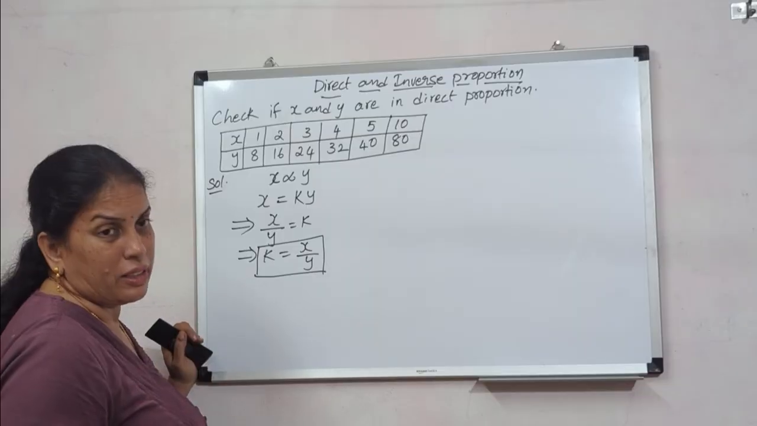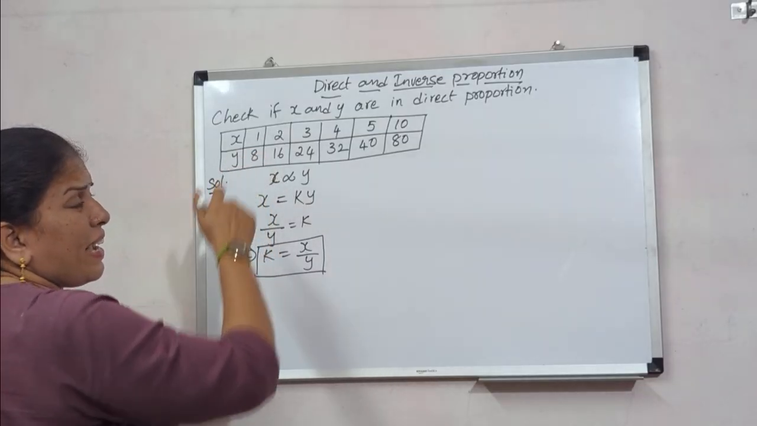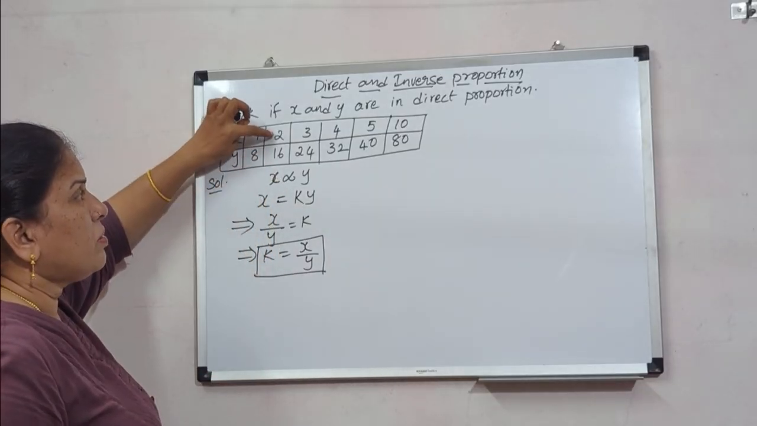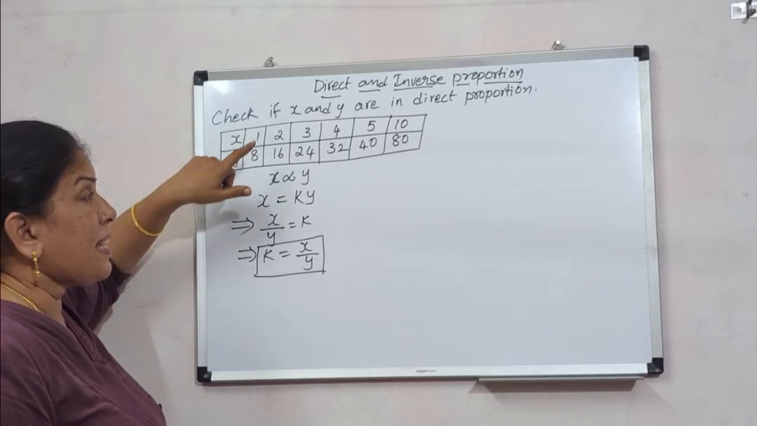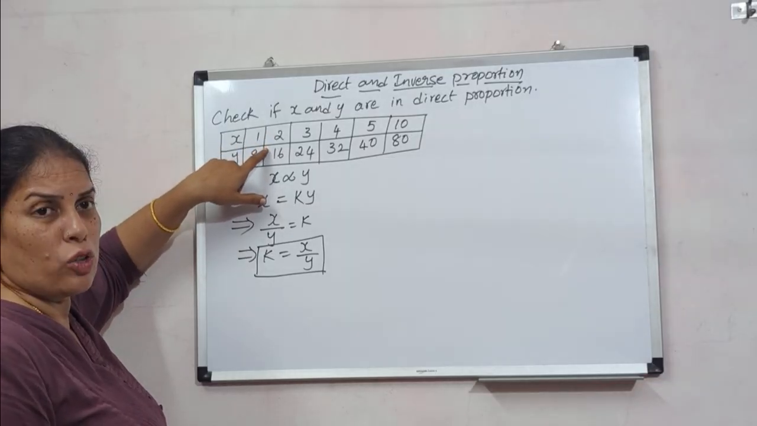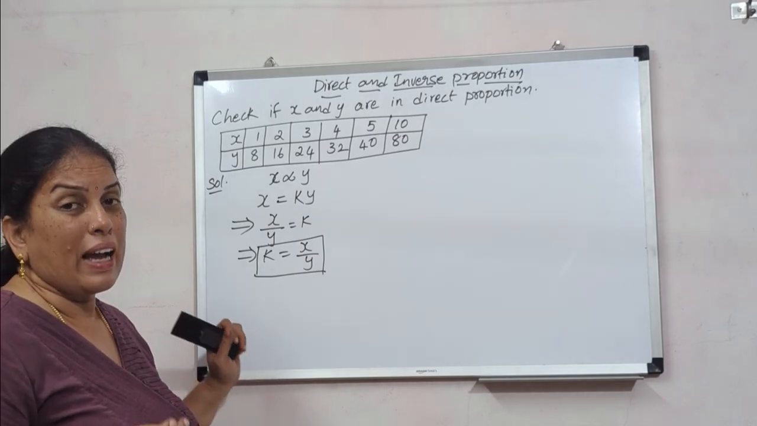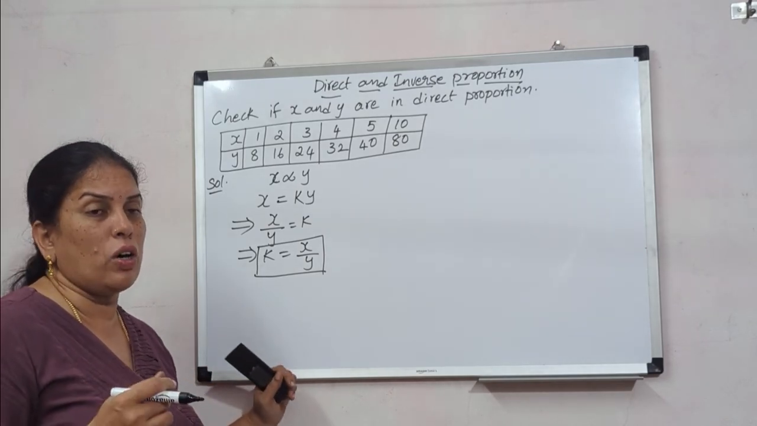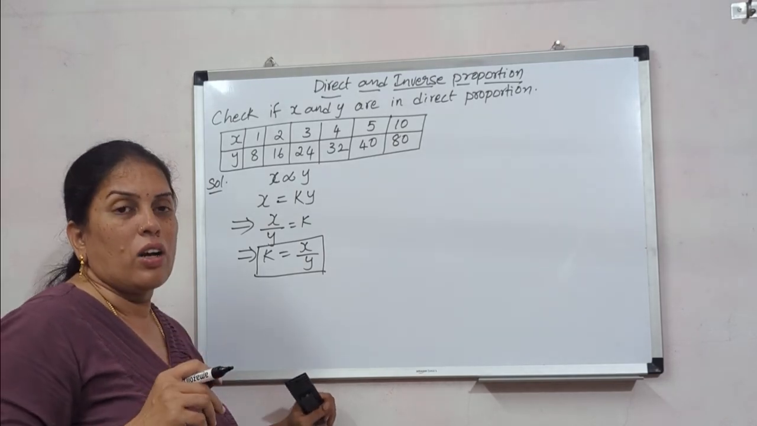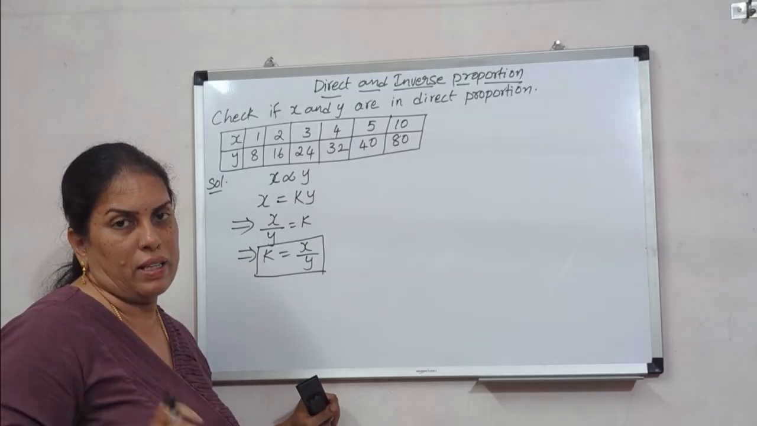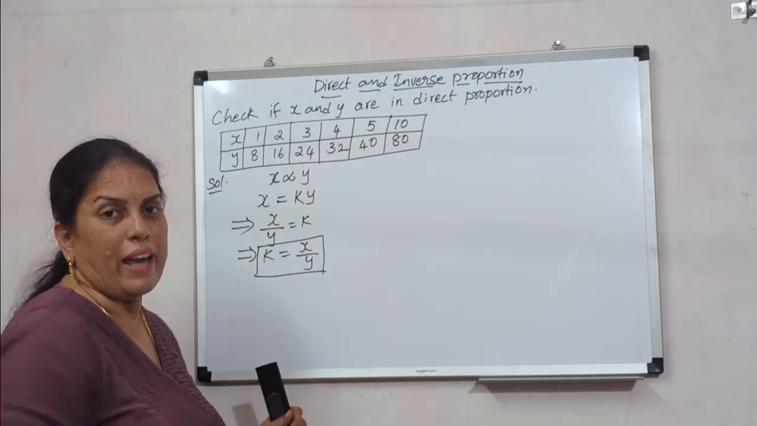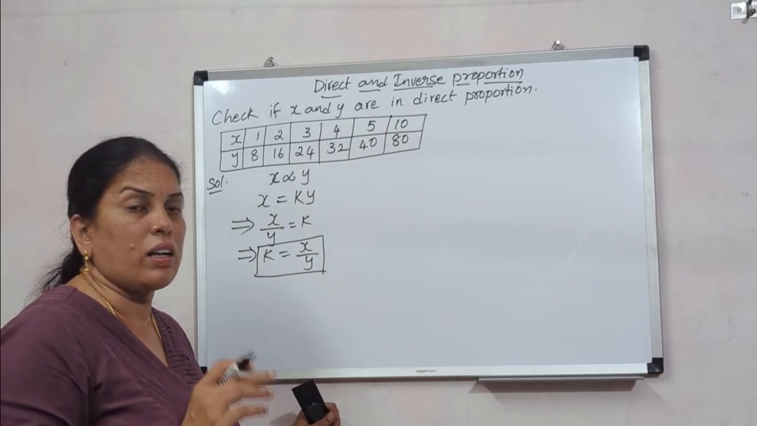In the second case, x by y is equal to 2 by 16. 2 ones are 2, 2 eights are 16. So, 1 by 8. Again we got the same value. So, we will call them a constant. Constant means getting the same answer. All answers must be the same. We will check whether we are getting that or not.